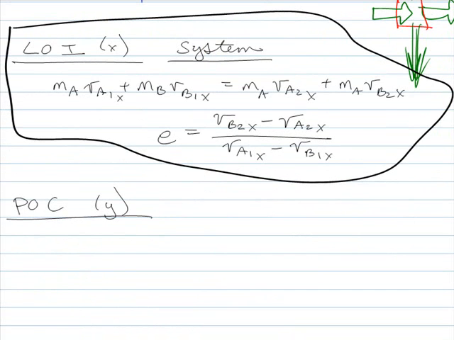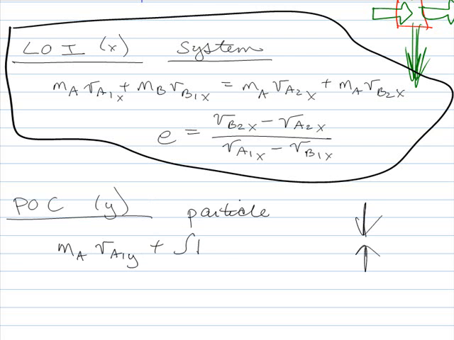Now along the plane of contact, in the up and down direction, we can look at each particle because there are no forces acting in the up and down direction. We could go ahead and write it out. Sum of the forces dt.